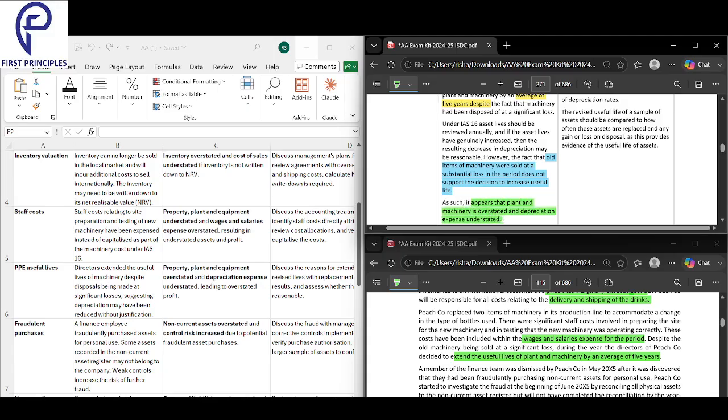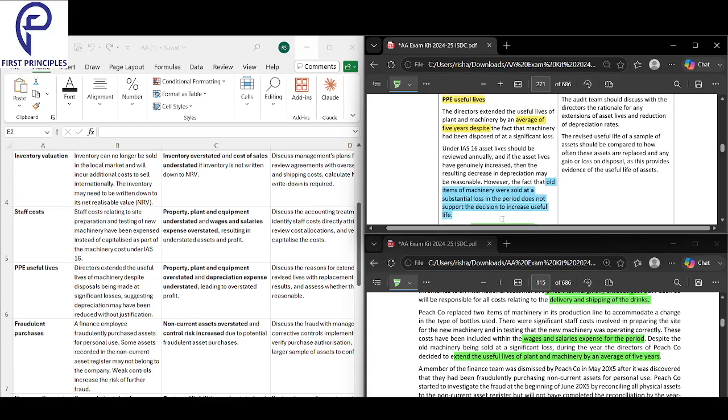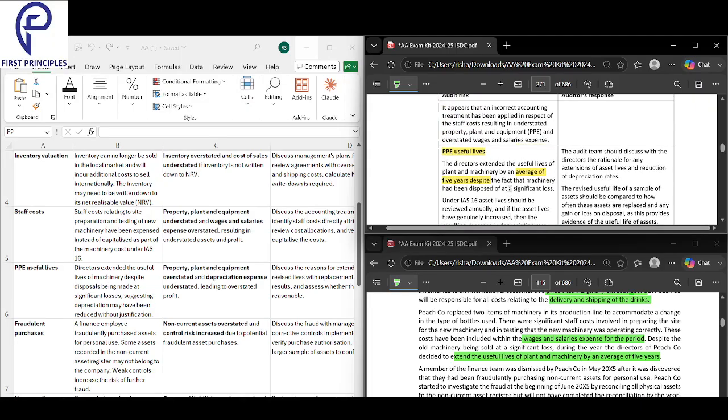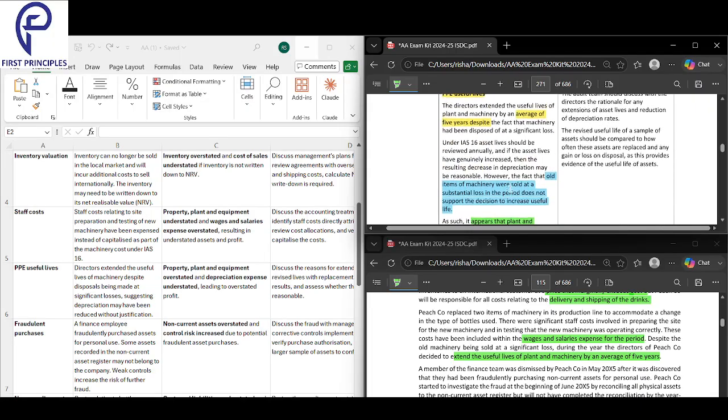It appears that property, plant, and equipment is overstated and depreciation is understated. Your depreciation is understated because when you increase the useful life, depreciation comes down. So that is why depreciation is understated and property, plant, and equipment is overstated. That does not make sense.